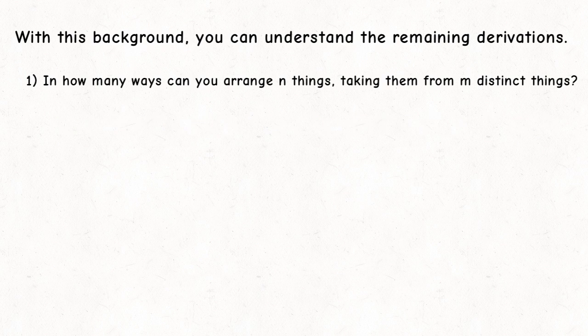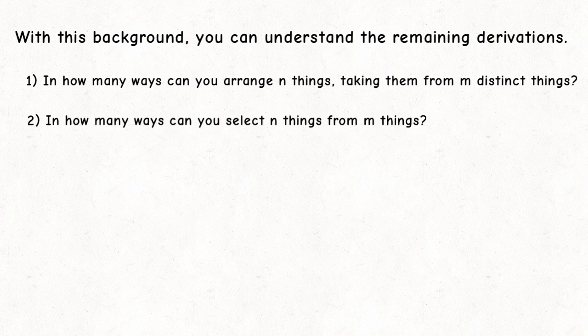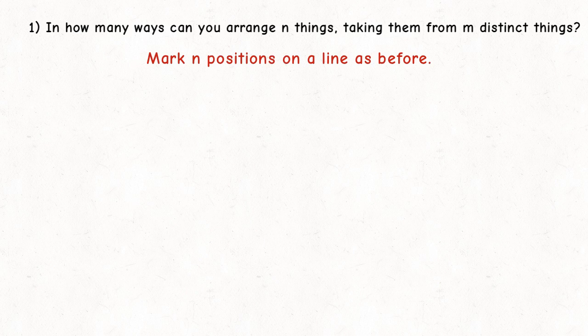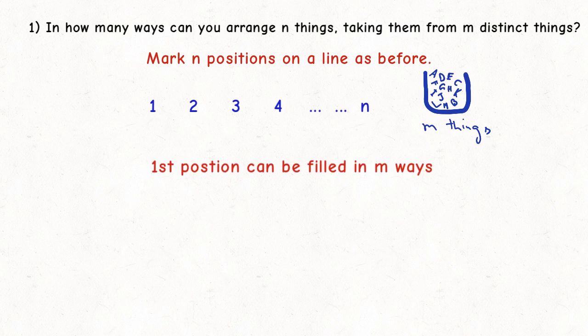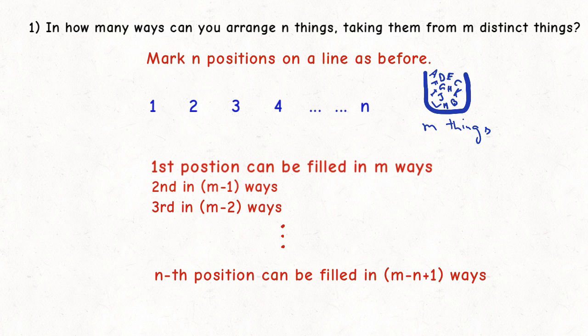Now the next question is, in how many ways can you arrange n things taken from m things? n is of course less than m. Since you are taking a subset, we mark spots from 1 to n. Now we have m options for filling up the first position, m minus 1 for the second, since we have already taken 1 for the first position, and so on, until you reach the nth position and you are left with m minus n plus 1 objects to choose from.